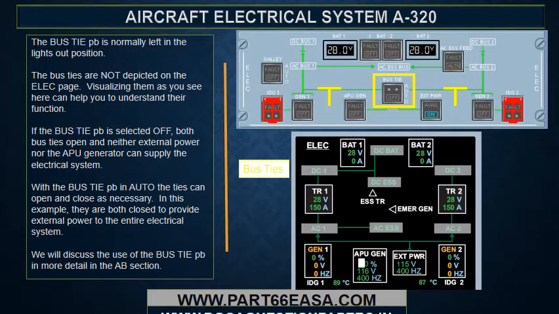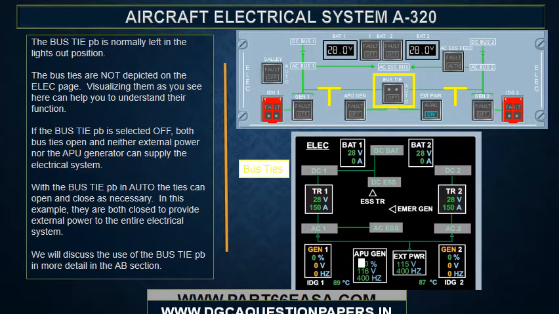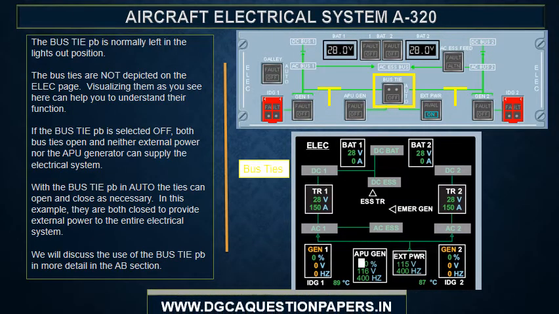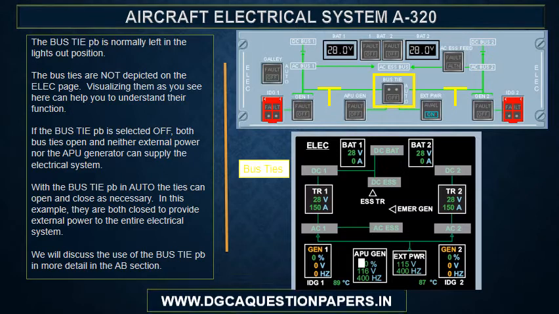The bus tie push button is normally left in the lights out position. The bus ties are not depicted on the electrical page. Visualizing them as you see here can help you to understand their function. If the bus tie push button is selected off, both bus ties open and neither external power nor the APU generator can supply the electrical system.